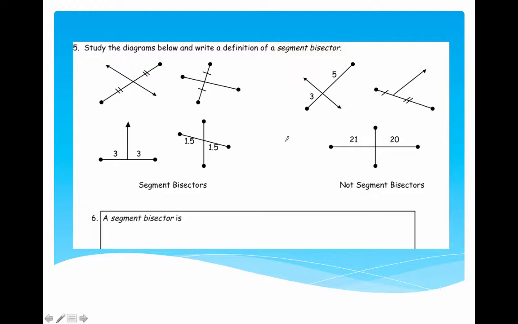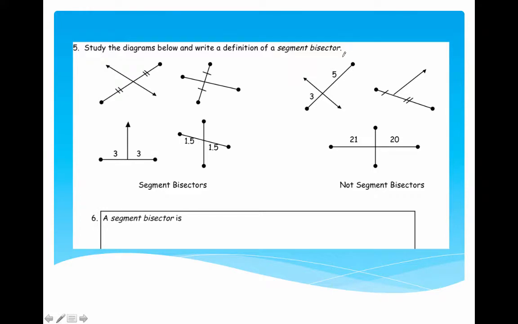So that's not enough. The first thing you might notice over here is these numbers, 3, 3, 1.5, 1.5. So those are the same. And then these little double slashes actually mean that those are the same. And the single slashes mean that those are the same. Anytime you put a little mark on it that's identical in both places, you're saying they're the same. Over here, you've got 3, 5, not the same. 1 mark, 2 marks, so not the same. 21, 20, not the same.